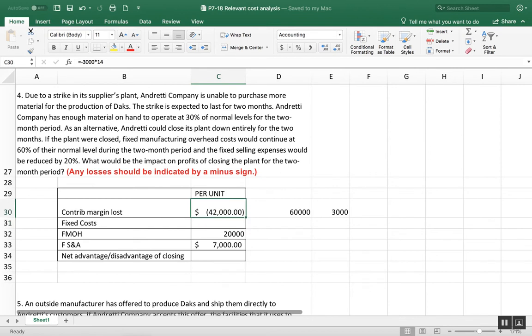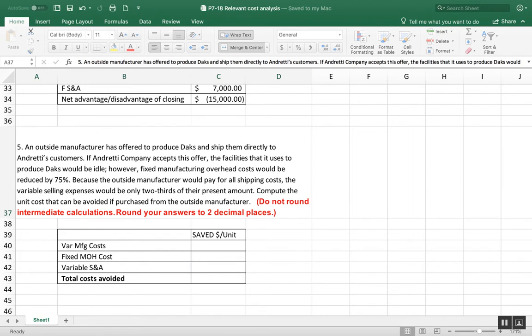Okay, so what is the net disadvantage or advantage of closing? So this is the contribution margin that I'll be losing, but I'll be saving on some fixed manufacturing overhead and some fixed selling and administrative. So then if I just add this on up, plus this, then I'm actually going to be $15,000 behind, meaning that I shouldn't just close down shop. I should continue hobbling along at that 30%.